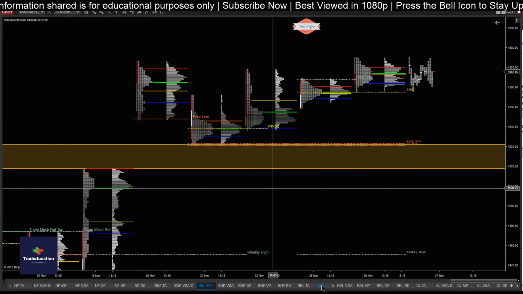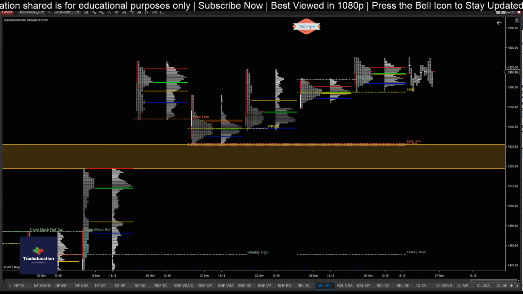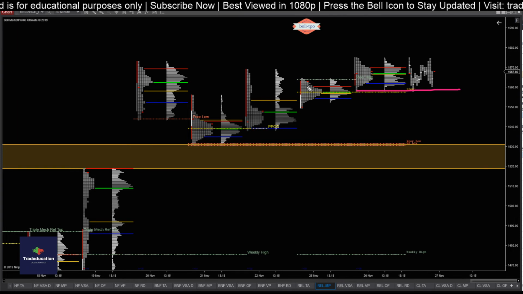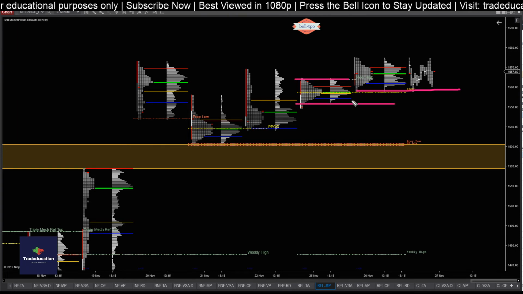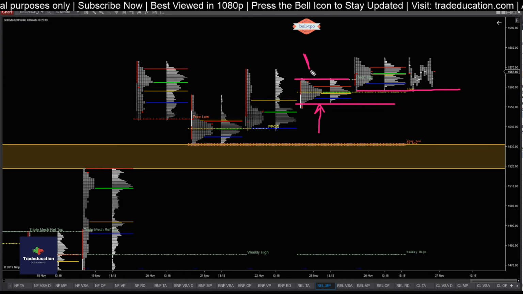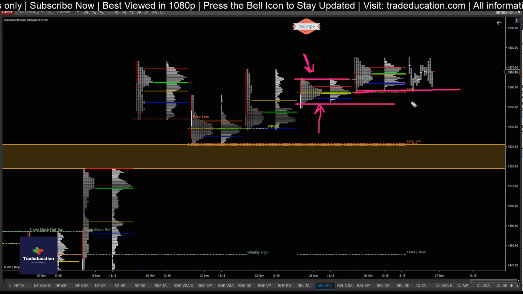Now let me jump to Reliance, and here we have this peacock rejection. Yesterday was a balanced day where both sellers and buyers were stepping in. They were actually in agreement, so this is the fairest price. And what happened is, this is today's open.